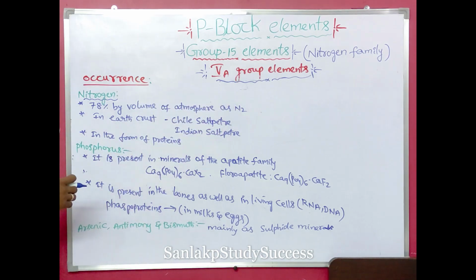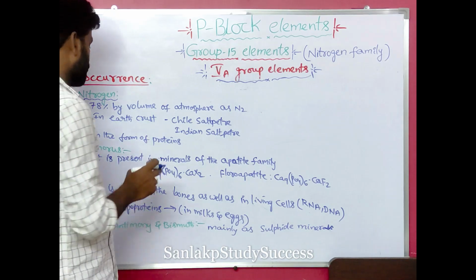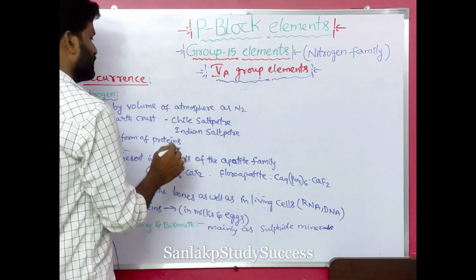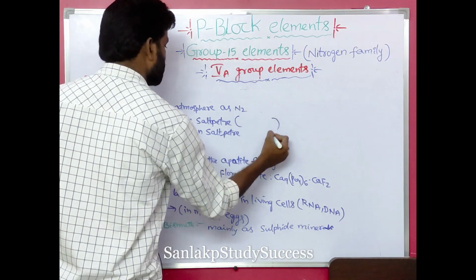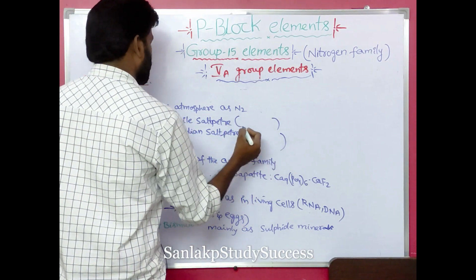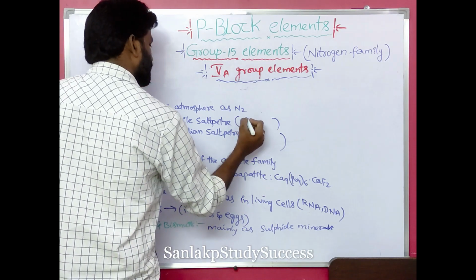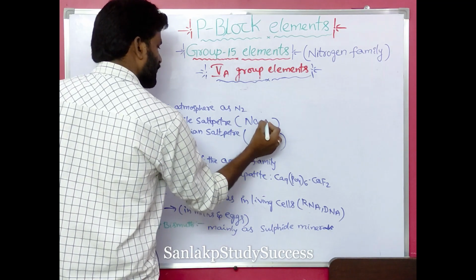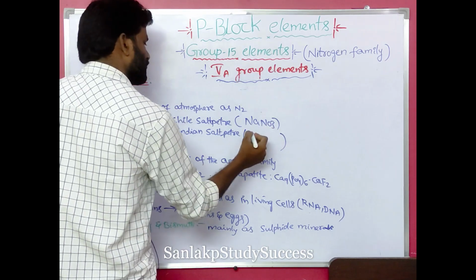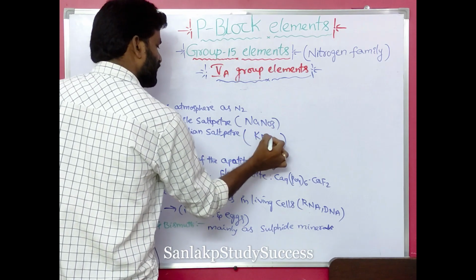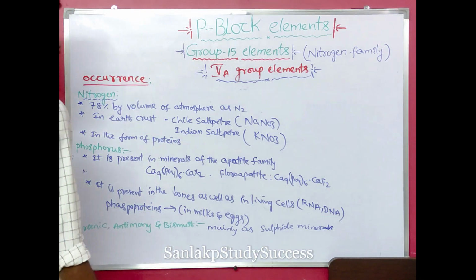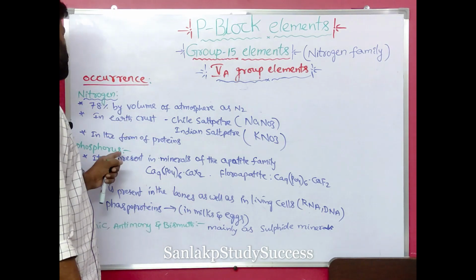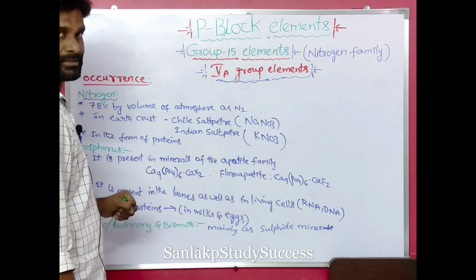In the earth's crust, it occurs in salt form. So what are those salts? Chile saltpeter and Indian saltpeter. Chile saltpeter is sodium nitrate, NaNO3, and Indian saltpeter is KNO3, potassium nitrate. It is also present in the form of proteins.